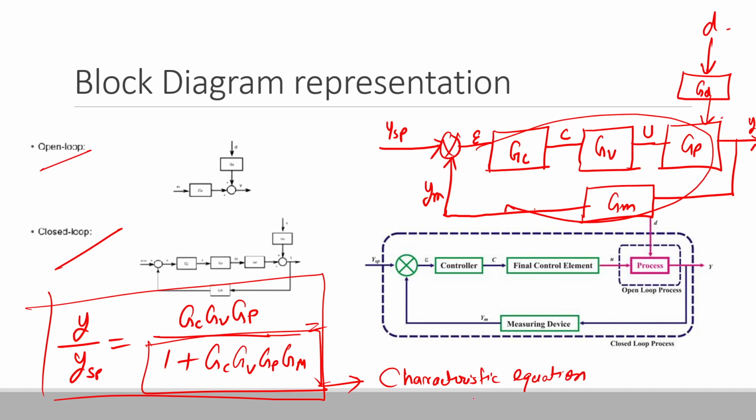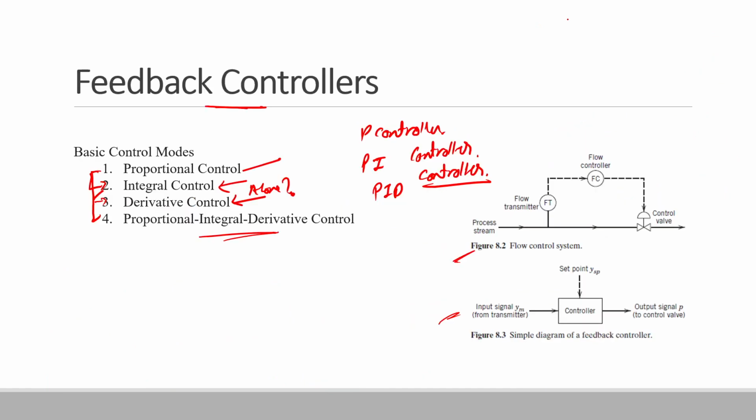So to study the stability of any process, we will be requiring this characteristic equation. We will be analyzing this characteristic equation, and on the basis of that we will be commenting on the stability. Over here we can see a controller block. Corresponding to that we studied different kinds of controllers, for example, different control actions such as proportional control, integral control, derivative control, and PID control.